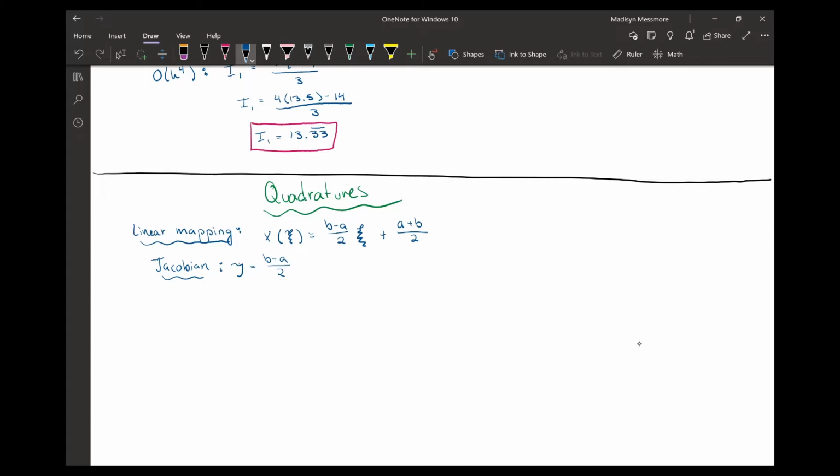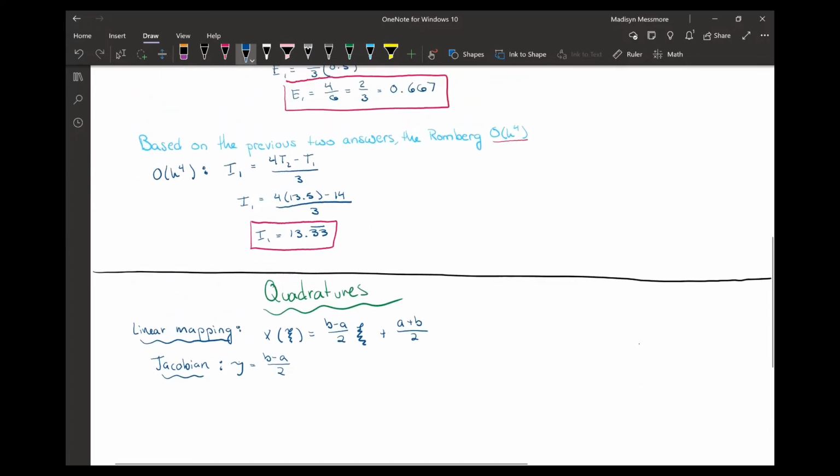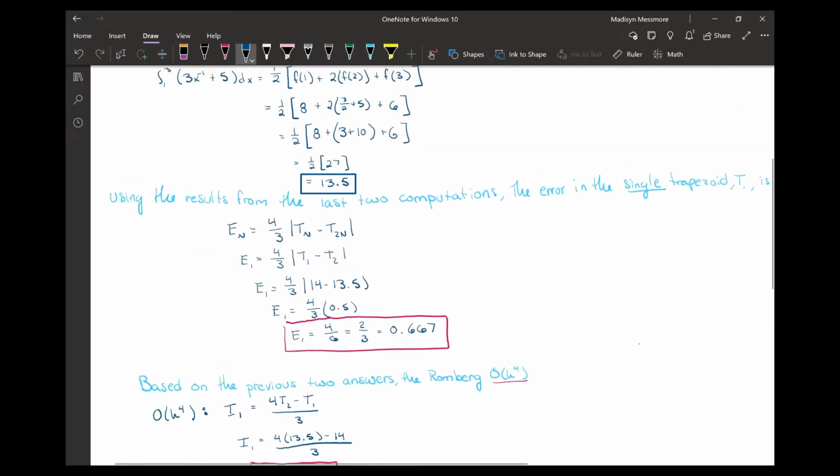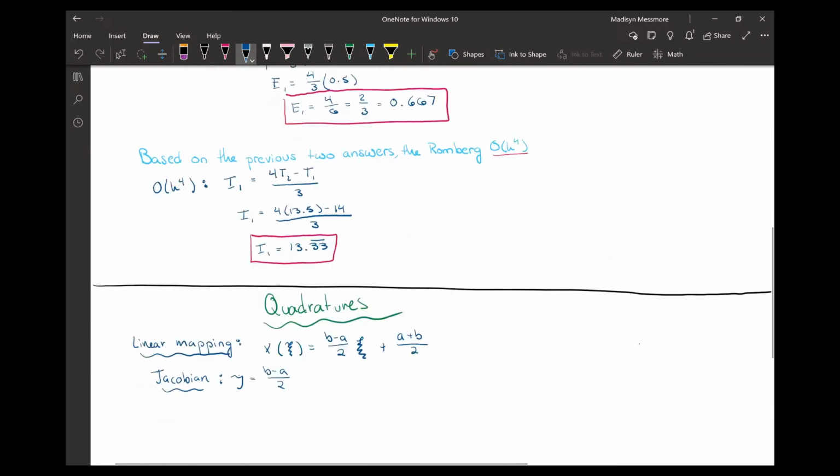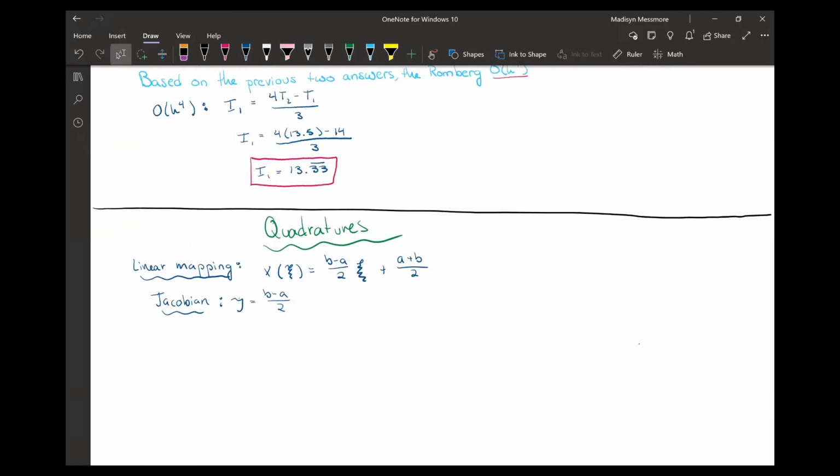Can you map that same integral, or another one? I don't really care what integral it is, but can you go through an example? It should be easy. It's b minus a. And for quadratures, you'll also be given your weights and your xis.